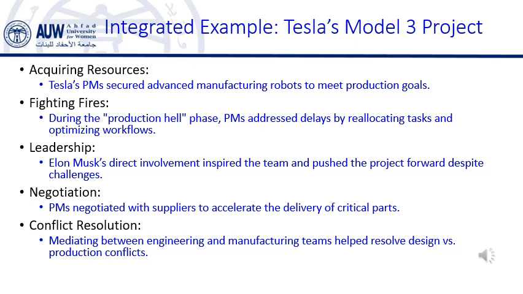6. Conflict resolution. There were also internal conflicts at Tesla regarding how to best handle production challenges and how to balance automation with human labor. As the PM and leader, Musk needed to resolve these conflicts within his team to ensure that production continued smoothly.